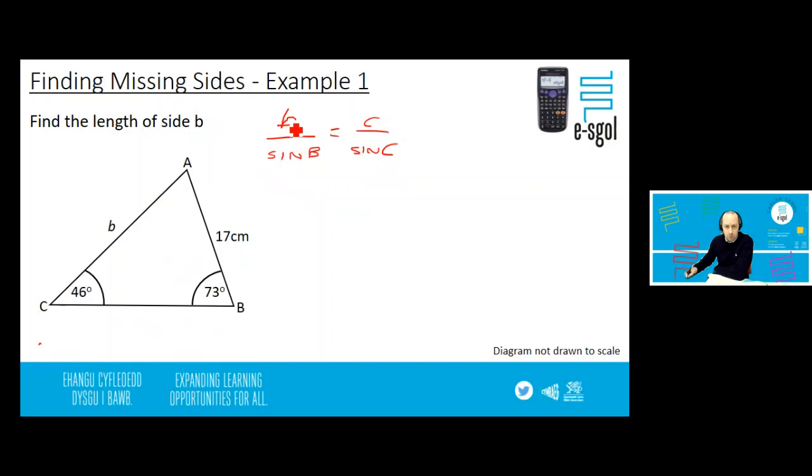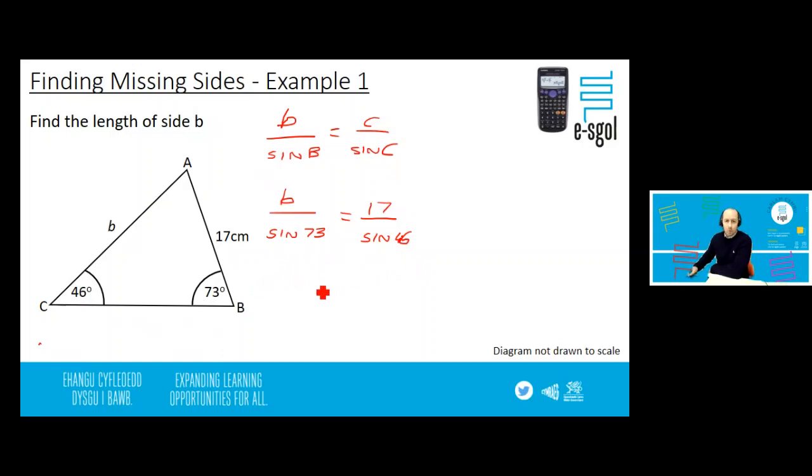Right, so let's change some values. So B, I'm just going to leave that as B for now, because that's what I'm trying to find. The angle B is 73 degrees, so I'm going to change that capital B to the sine of 73. And then side C is 17 centimeters. I'm going to change that to 17. And then sine C is sine of 46. So sine of 46, which is there. I haven't written that very neatly, but that does say 46.